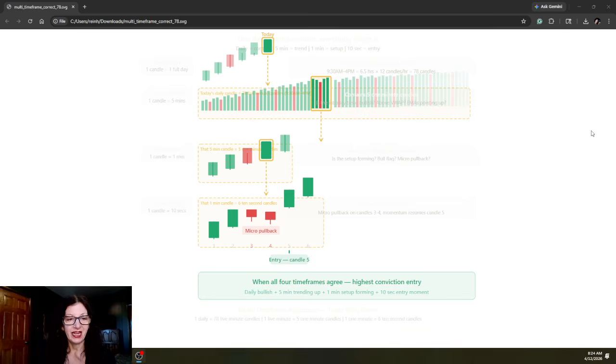And what you're looking for is, is the stock in a clear uptrend? On the 5-minute, are the 9 EMA and 20 EMA acting as support or resistance?